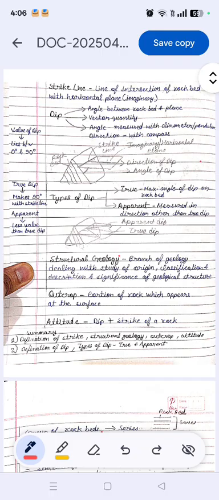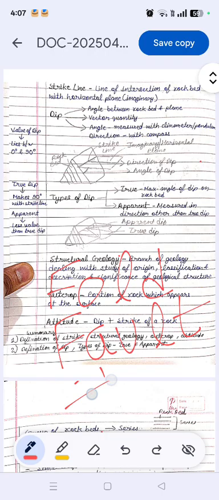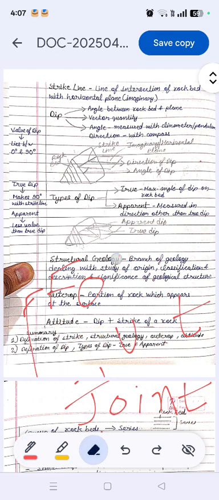Now we will move to the definition of structural geology. It is the branch of geology which deals with the study of origin, classification, description and significance of geological structures. What this means: geological structures like faults and joints. We will deal with the origin of these structures, their classifications, their descriptions, and their significance, how they are formed, etc.